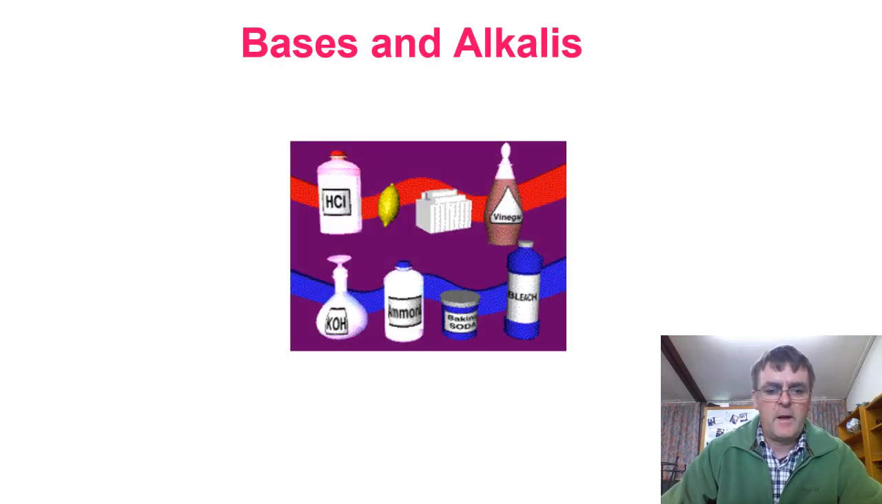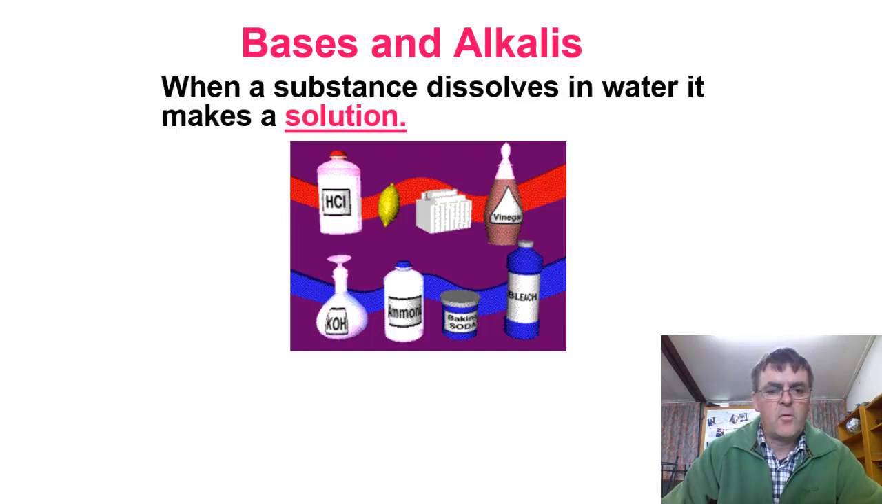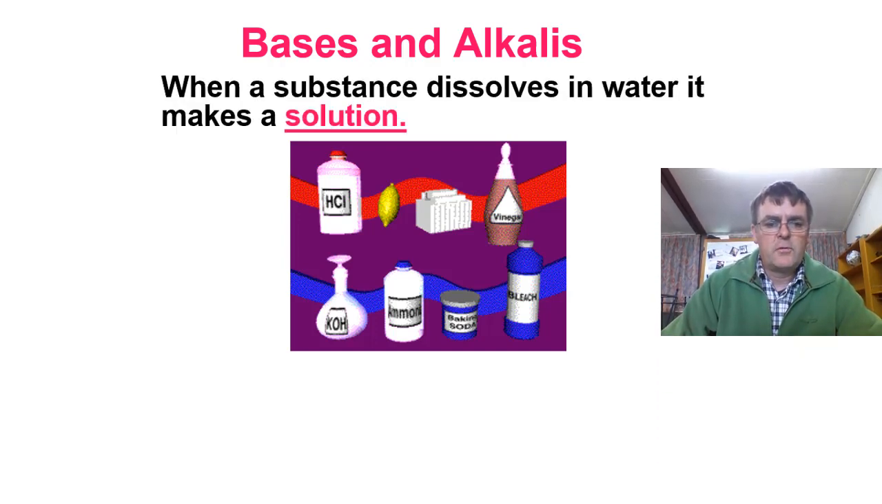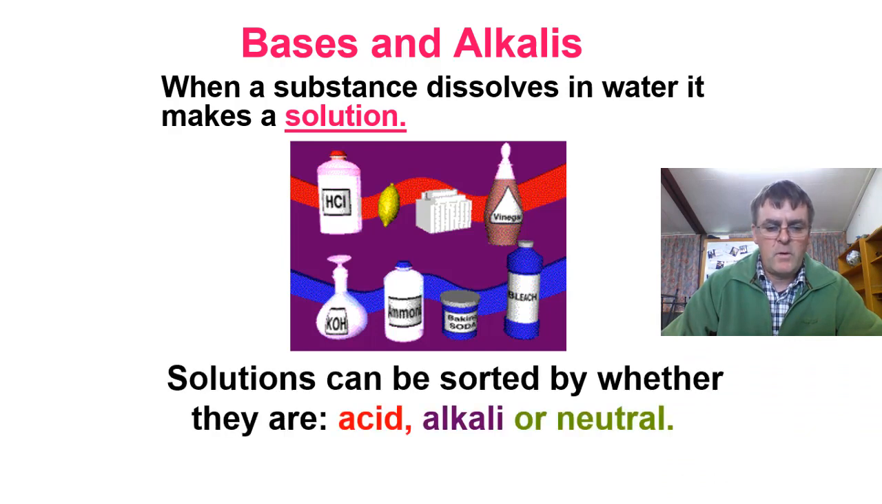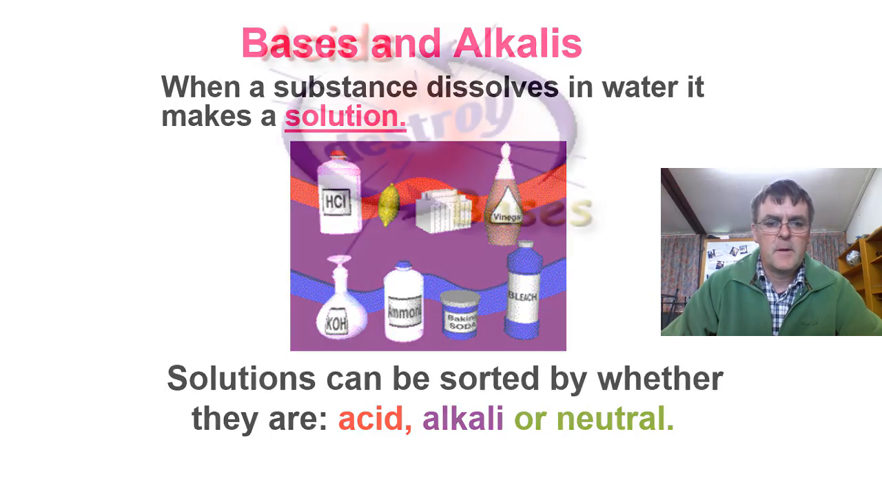So here's this picture again. Now you should know which ones are acids, and by the end of this you should know which ones are bases as well, and why they are bases or alkali. So, same as before, when something dissolves it makes a solution, and we can sort these solutions out for whether they're acid, alkali or neutral, and we're about to find out what makes an alkali solution an alkali solution.